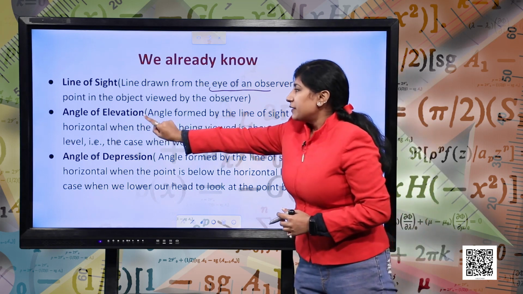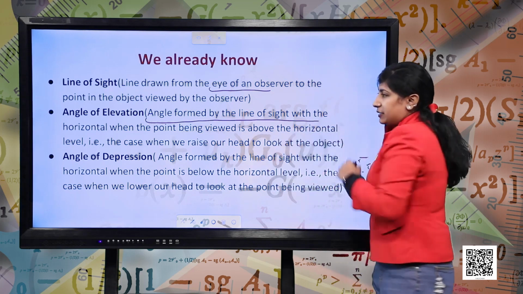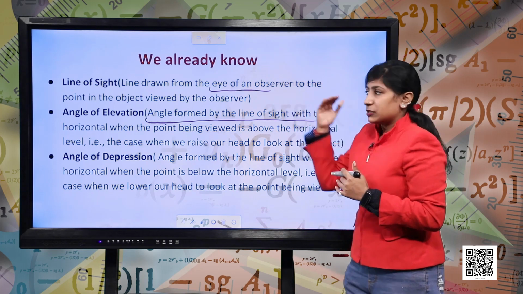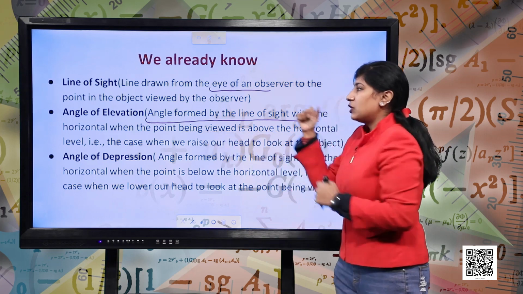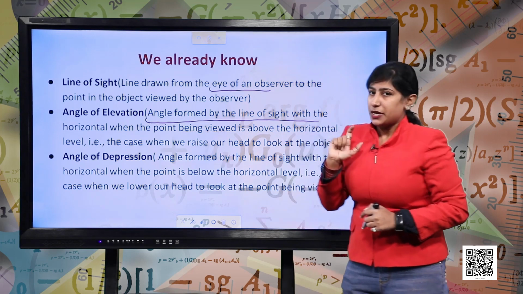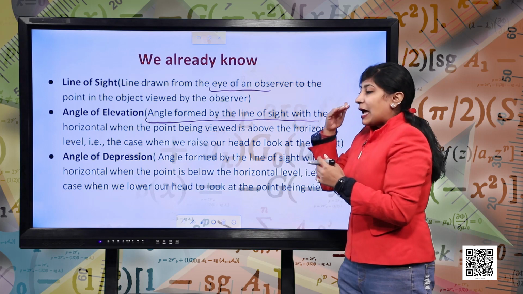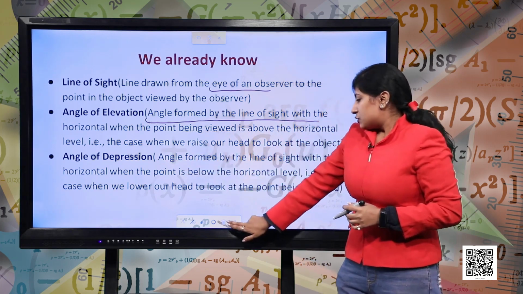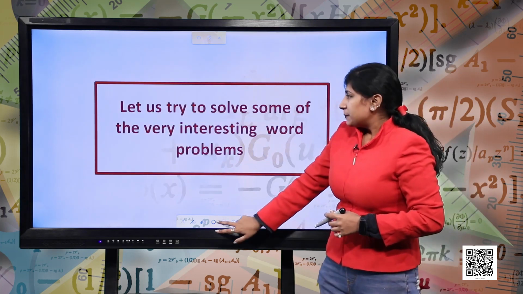Then comes angle of elevation, angle formed by line of sight. See, when I am looking at an object that is a little higher, I am looking upwards, this angle with the horizontal is called angle of elevation. In similar way comes the angle of depression. When I am looking downwards, when I am bending my head, then the angle made with the horizontal is called angle of depression. Okay, so I hope you are ready to do some interesting word problems.